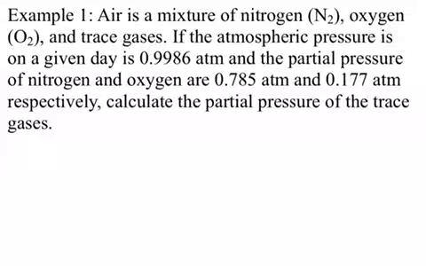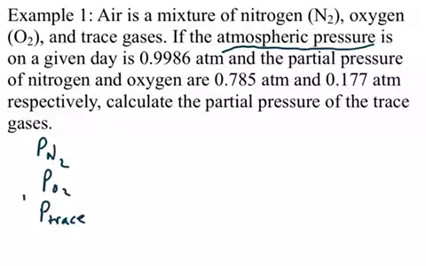First, we got air is a mixture of nitrogen, oxygen, and trace gases. So we got nitrogen, oxygen, trace, just so you know. Trace gases means that the gases are found in very, very small amounts. We'll call it trace here. And as we read the question, they do give us the atmospheric pressure, which is a fancy way of saying total pressure. So the total pressure is 0.9986. Okay, that's the pressure in the atmosphere, the atmospheric pressure.